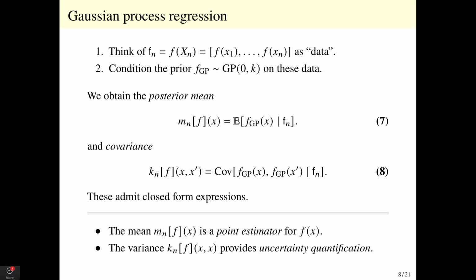And this posterior mean is supposed to give you some kind of point estimator at points at which you haven't observed your underlying function yet. And this variance is supposed to somehow tell you how uncertain you are.